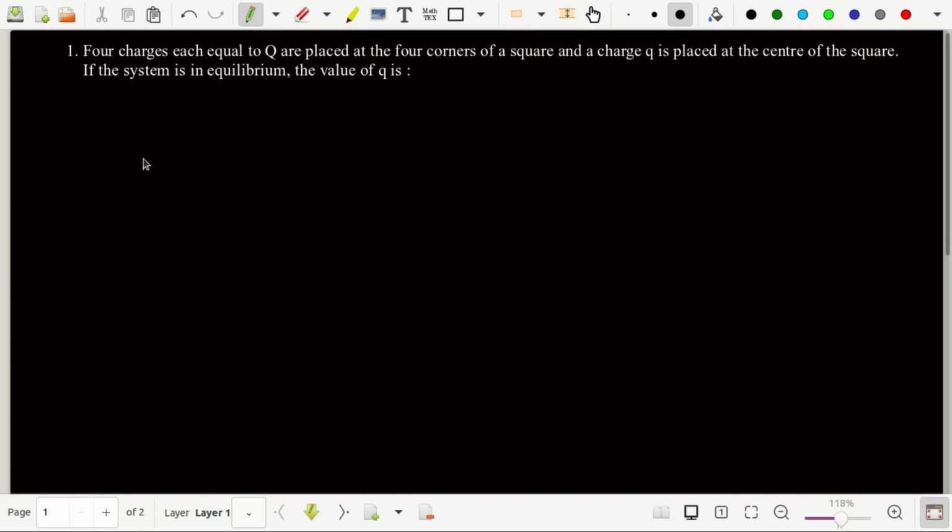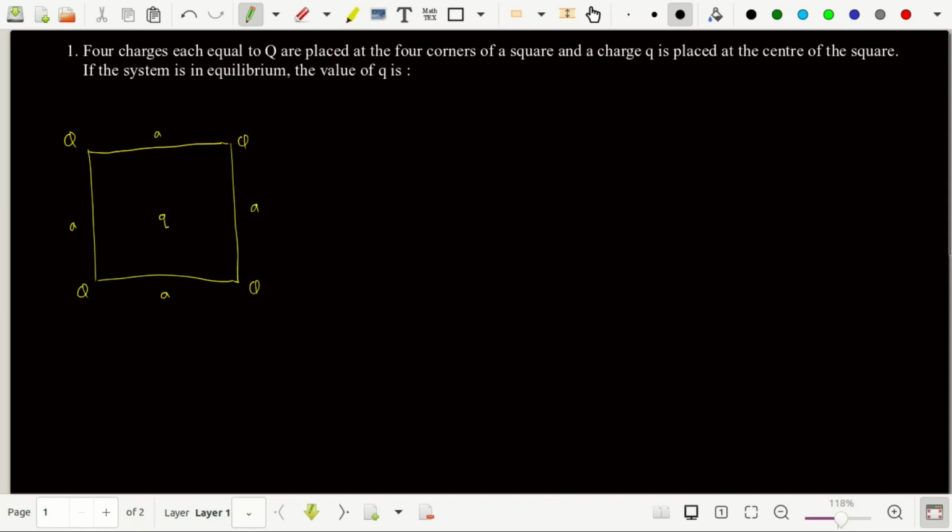So out of those four options, we need to match the correct answer. So see how I will be presenting the solution to this particular question. Let's draw a square whose side is a throughout. So if I have a square, this is my square over here and the sides are all a, and I have placed my capital Q charges at the corners. And I have placed a small q charge at the center.